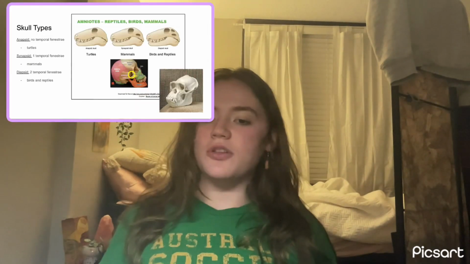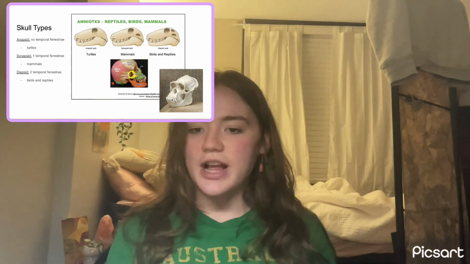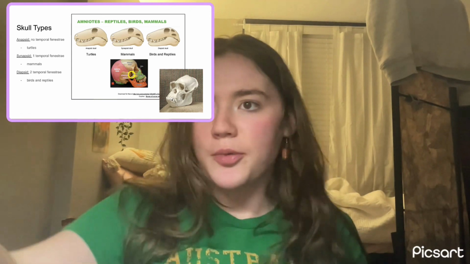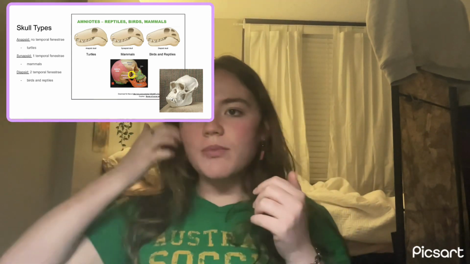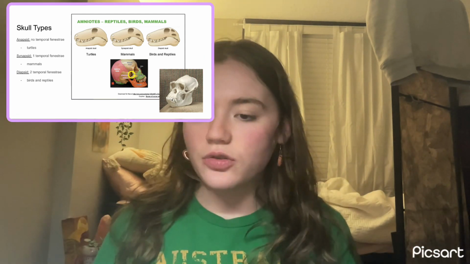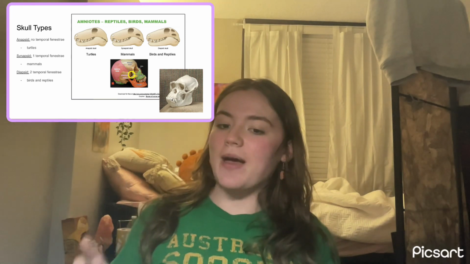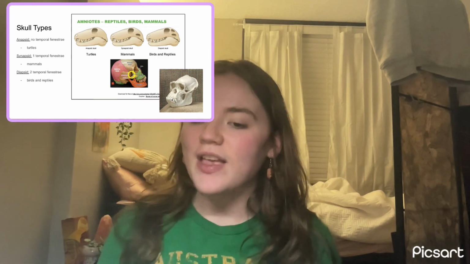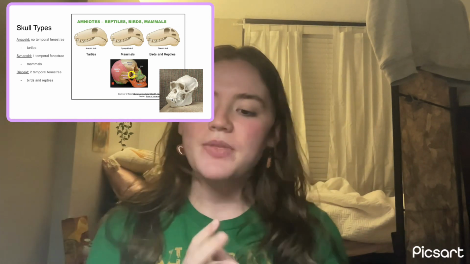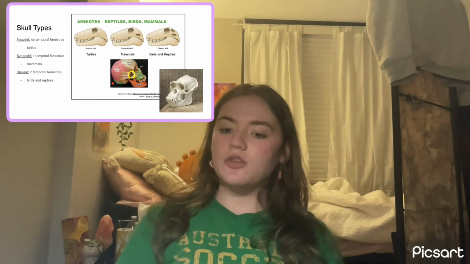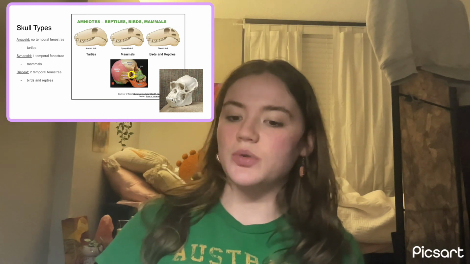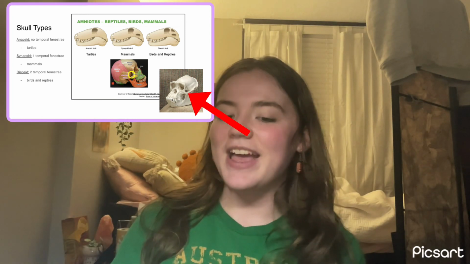Lastly, we look at skull types to classify animals, and the amount of temporal fenestrae, or small holes behind the eye socket, they have. When we look at skull types, we're only looking at amniotes. Organisms with the anapsid skull type have no temporal fenestrae, and this includes turtles. Organisms with the synapsid skull type have one temporal fenestra, and this includes mammals, and organisms with the diapsid skull type have two temporal fenestrae, and this includes birds and reptiles. I included a picture of a chimpanzee's skull, which as a mammal has a synapsid skull, which only has one temporal fenestra, as you can see here.